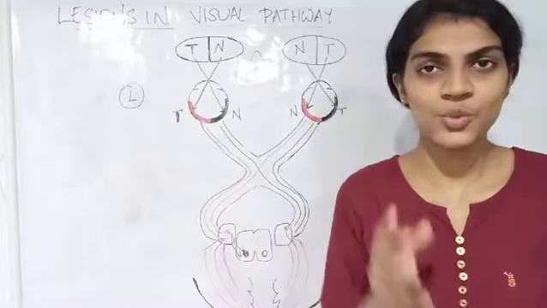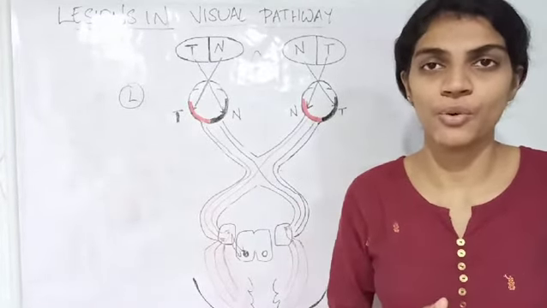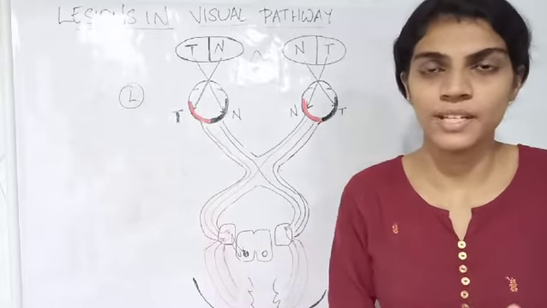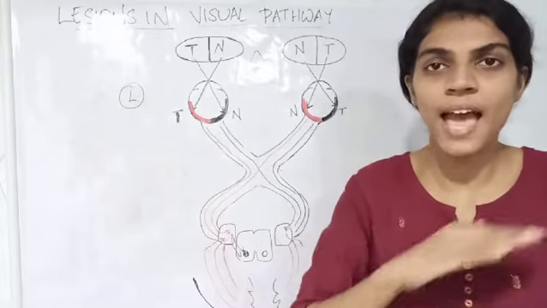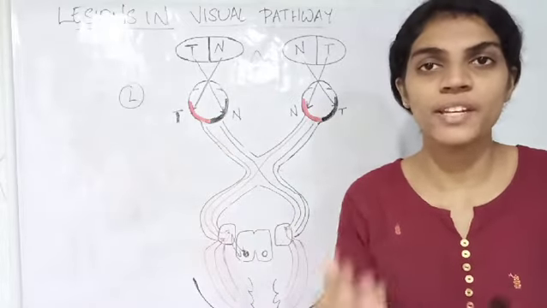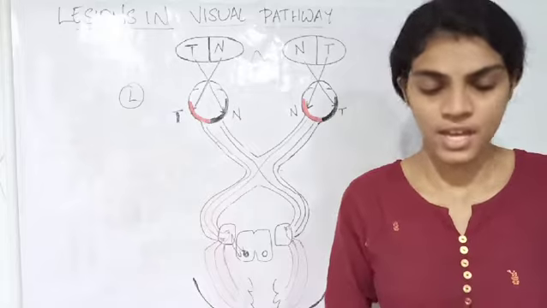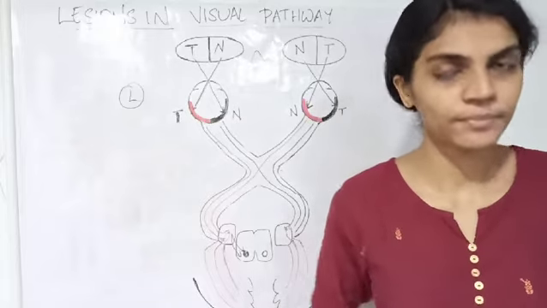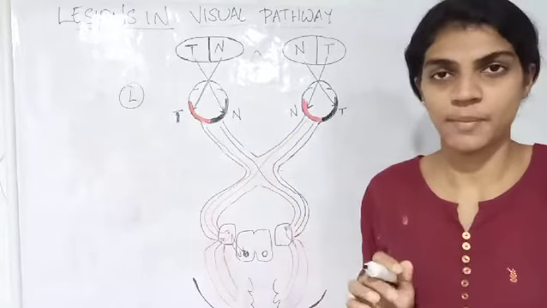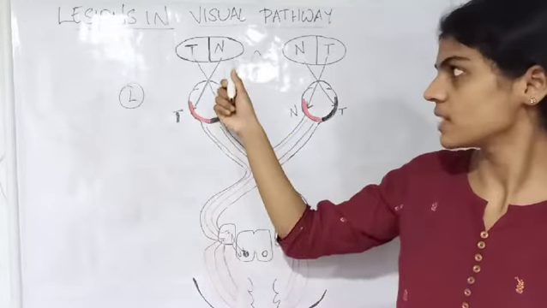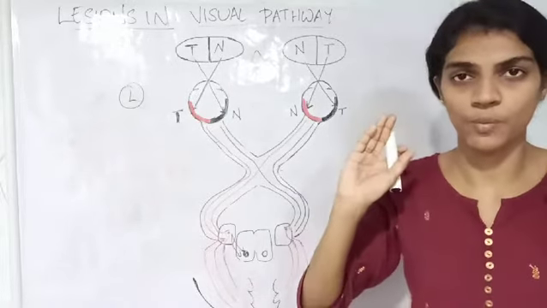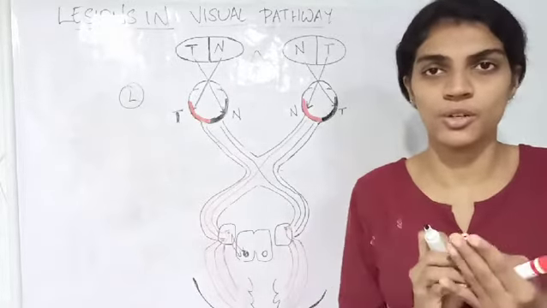Everyone, in this video we are going to see about the lesions of the visual pathway. Lesions means any cut or damage at any point of the visual pathway, and how it can affect our vision. First of all, we have already discussed how the visual pathway is established, how the visual signal from the retina is conveyed into the visual cortex of the occipital lobe.